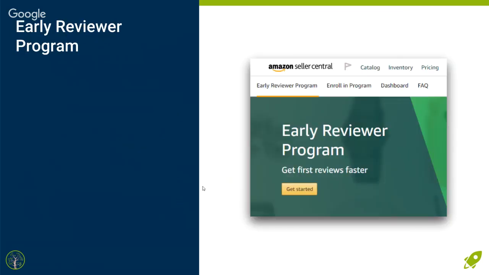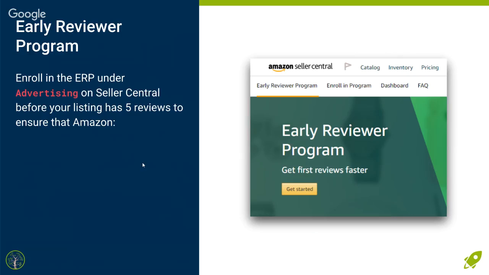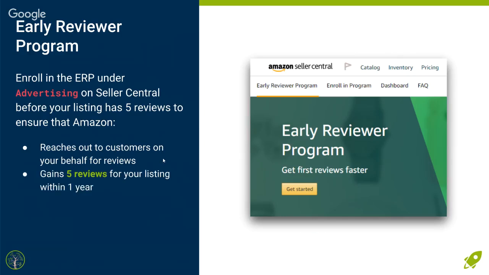I would turn the early reviewer program on. This can only be done before you have 5 reviews. But this is something that I really recommend because it's going to have Amazon actually reach out to certain customers for you to get you at least 5 reviews within a year, which is great. And that's going to cost $60 per SKU. And you can do that just under advertising on Seller Central. Find early reviewer program.